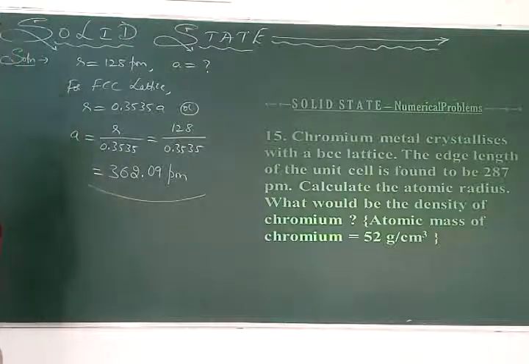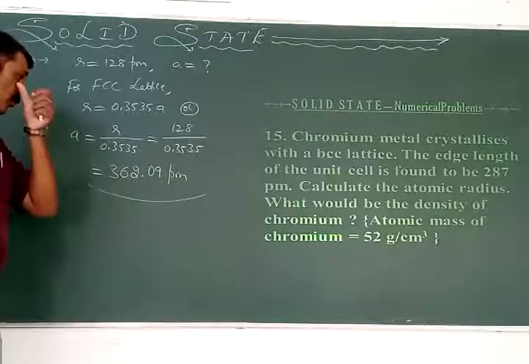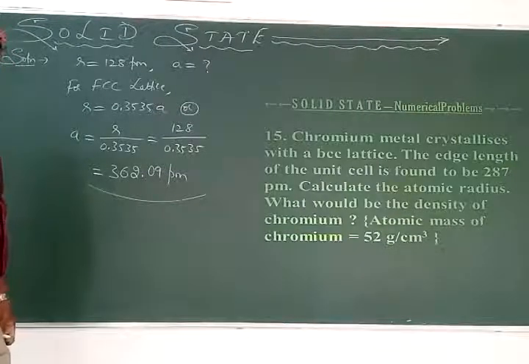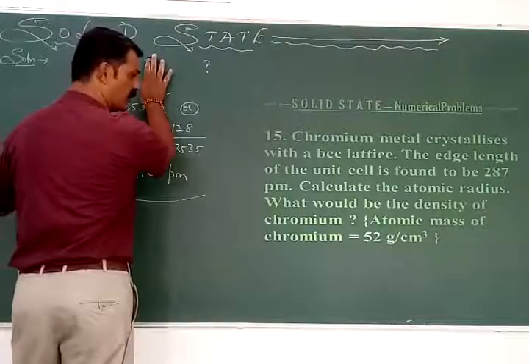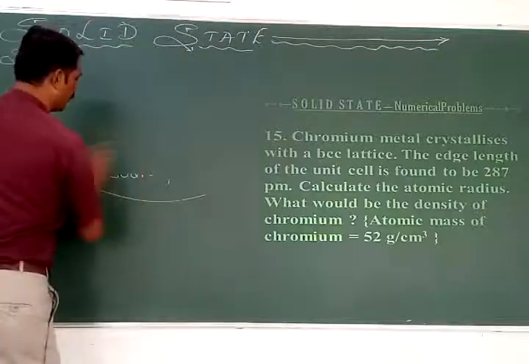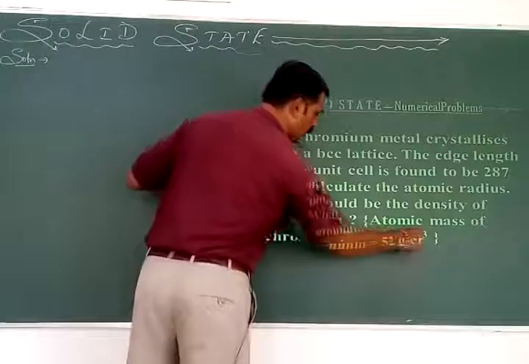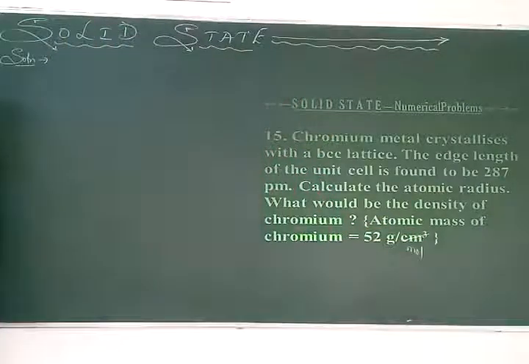Chromium metal crystallizes with a BCC lattice. The edge length of the unit cell is found to be 287 picometer. Calculate the atomic radius. What would be the density of the chromium? Given atomic mass of chromium is 52 gram per mole. It is not gram per cm cube, it is gram per mole. Atomic mass is gram per mole.